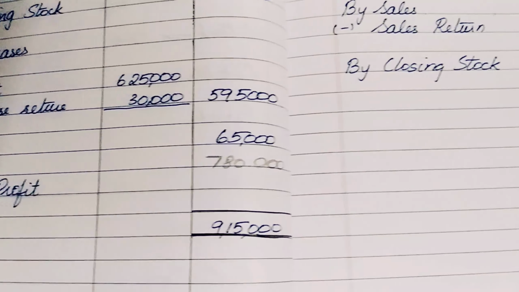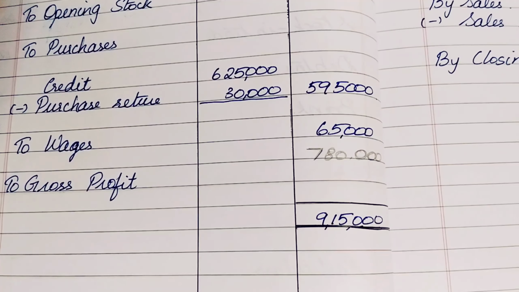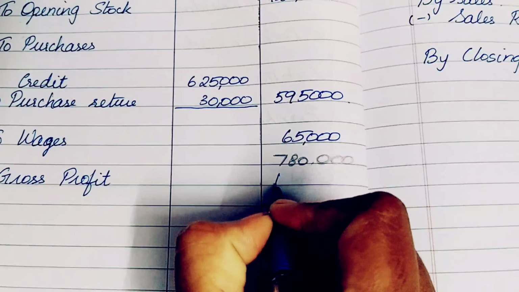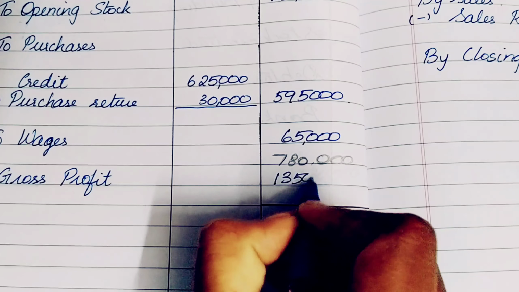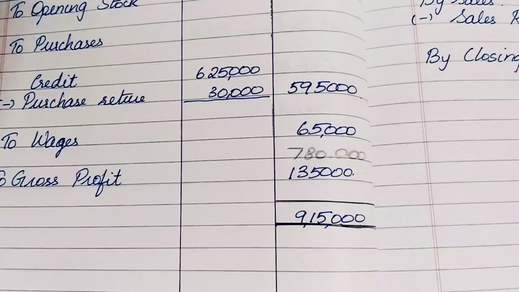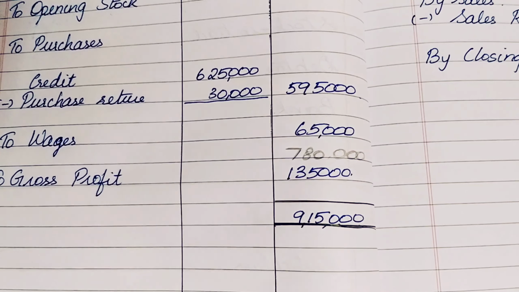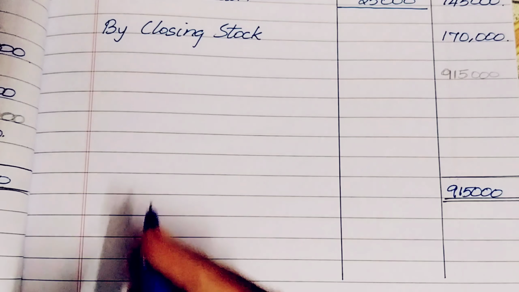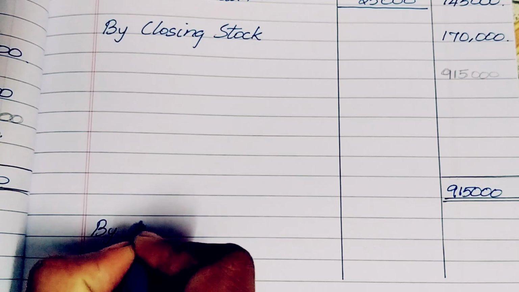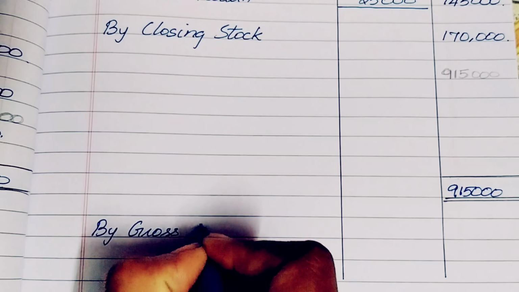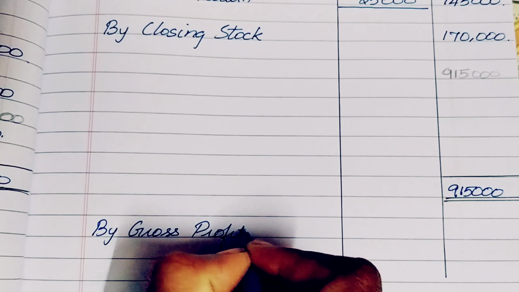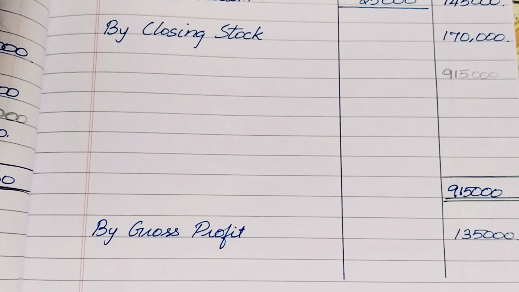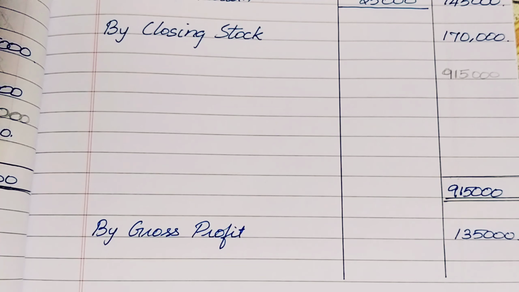Moving on to the debit side, after writing the grand total, 9,15,000 minus 7,80,000, my gross profit is 1,35,000. Now this gross profit has to be transferred to the credit side of the trading and profit and loss account. So I move to the credit side and write there, beneath the total, by gross profit. This marks the starting of the profit and loss account. So by gross profit 1,35,000. After this it's going to be the profit and loss account items.